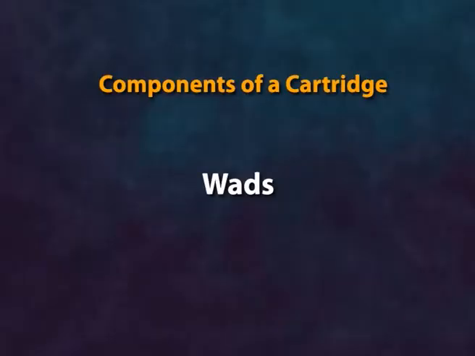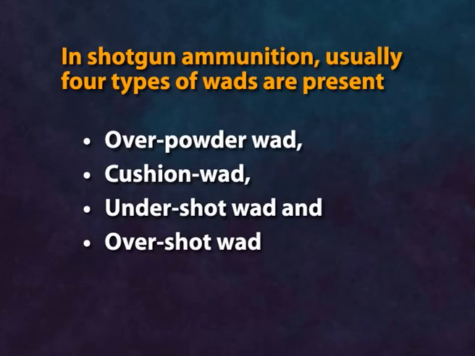Next, we will be discussing wads. In shotgun ammunition, there are usually 4 types of wads present: overpowder wad, cushion wad, undershot wad and overshot wad. They keep the charges in the cartridge in their proper places. In addition, the cushion wads seal the barrel on firing and thus prevent escape of gases and consequent loss of velocity. They also clean and lubricate the barrels.